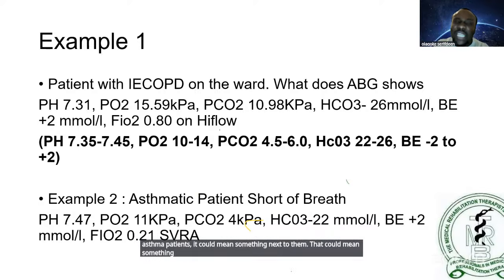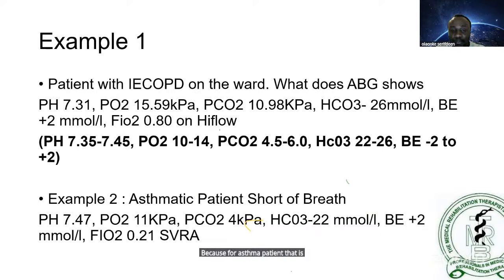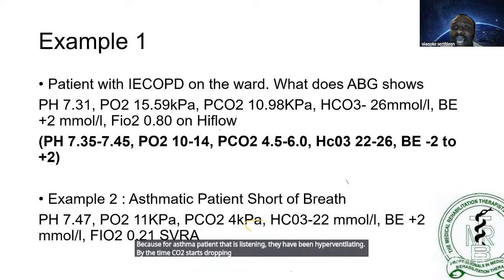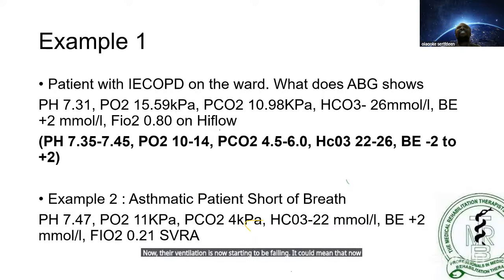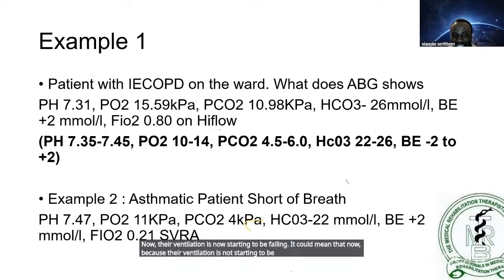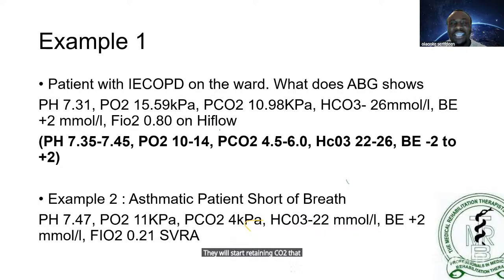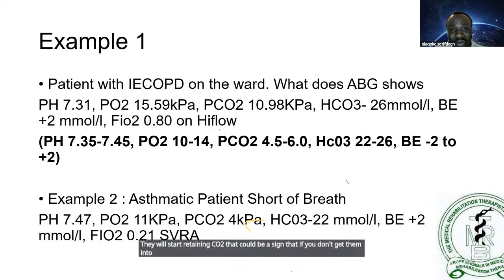That is why I keep saying put everything in the context of the patient. Because an asthma patient that is whistling is hyperventilating. By the time CO2 starts rising towards normal, it could mean that the patient is now getting tired. Their ventilation is starting to fail. What does that mean? They will start retaining CO2. That could be a sign that if you don't get them into the ITU, or if you don't give them the treatment that is expected, they might die.